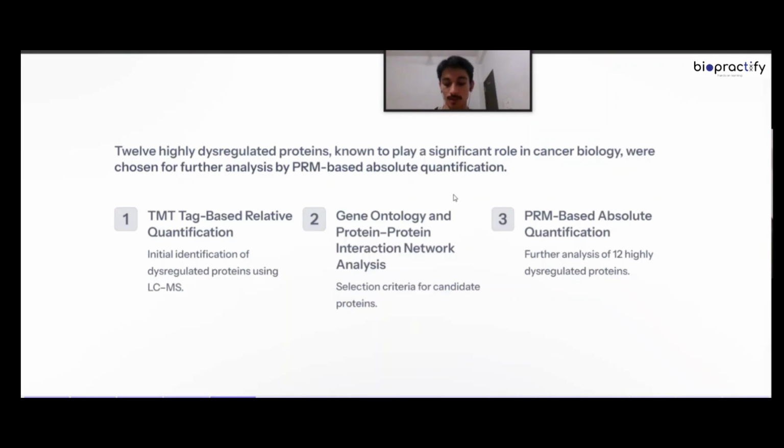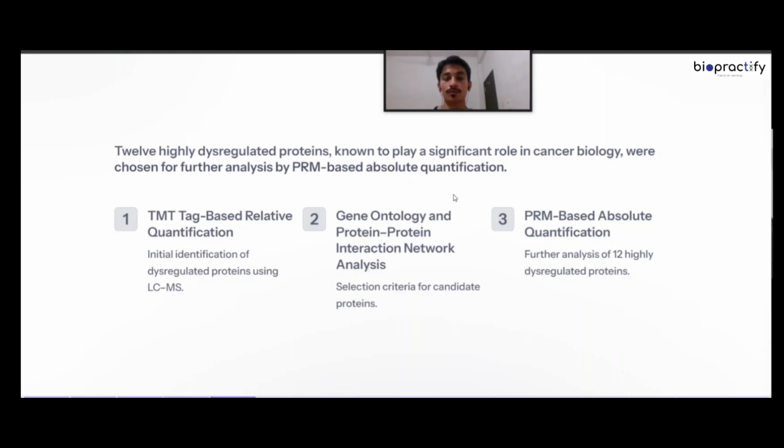So basically, the dysregulated salivary proteins were known to play a significant role in cancer biology, and were chosen for further analysis by PRM-based absolute quantification. So what is a dysregulated salivary protein in the first place? It refers to abnormalities in protein translation and production, which lead to hyperproduction and ultimately cancer in the cell.